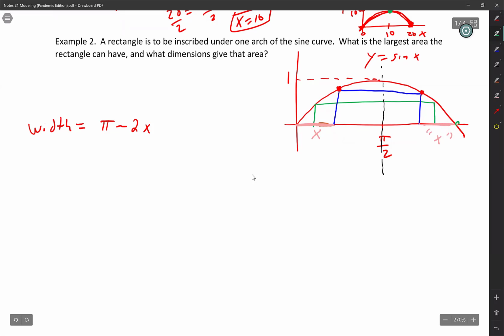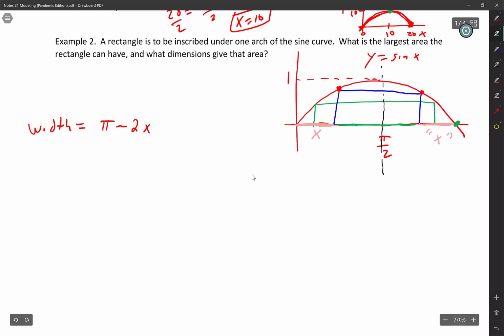Well, what is this point right here in green? What is that point? The x value? Yeah, it's pi. So if that's pi and I want to know just this distance here in green, I'm going to go pi minus x, which is 2x.